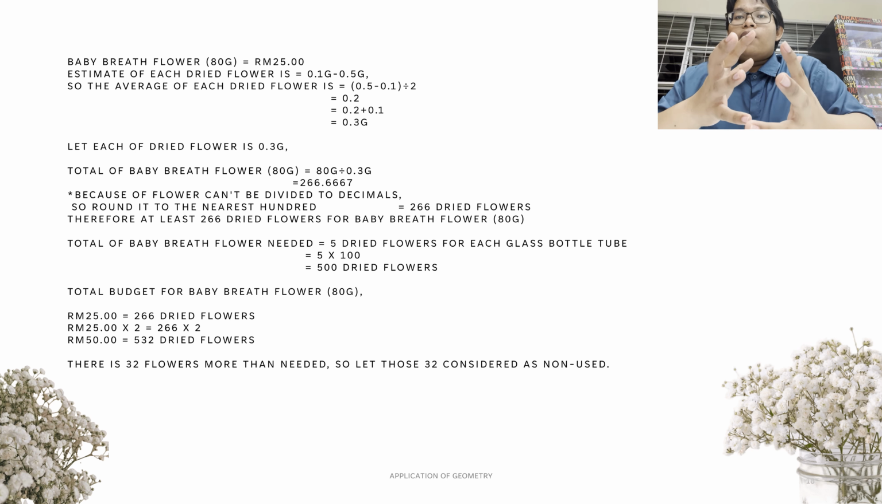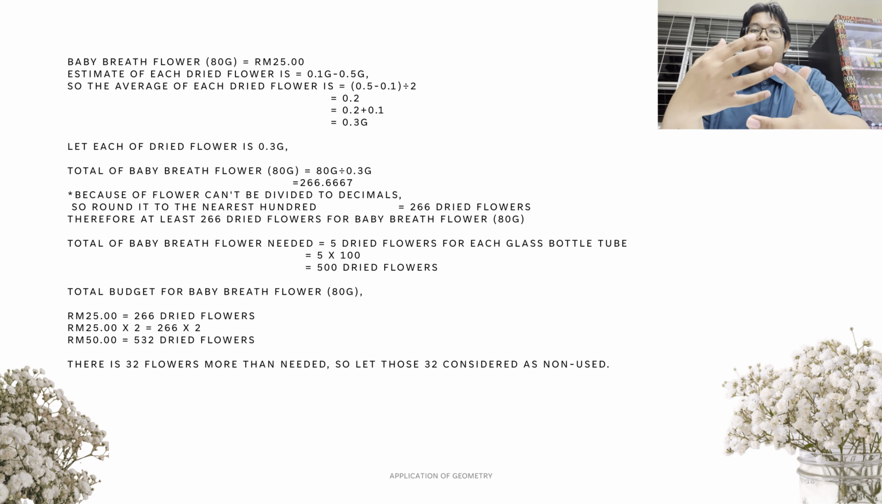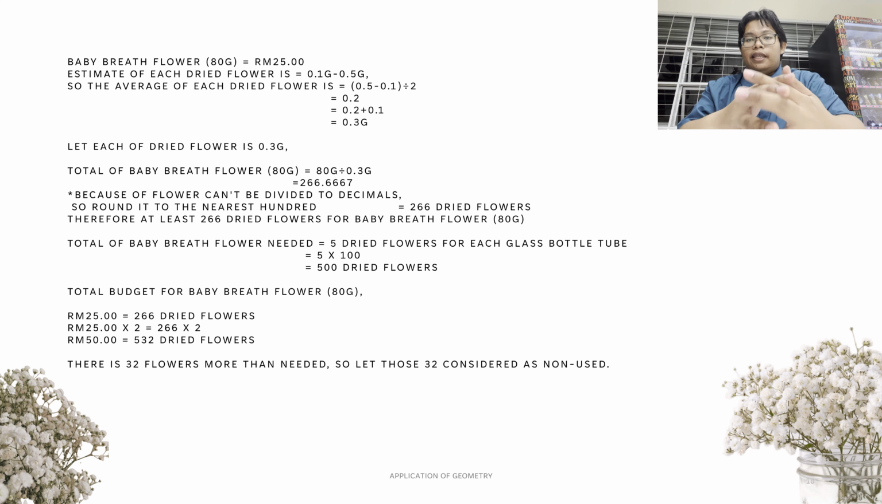Total of baby brave flour needed is 5 dried flours for each glass bottle tube. So 5 times 100, you will get 500 dried flours. Total budget for baby brave flour: RM25 for 266 dried flours. So RM25 times 2 equals 266 times 2. So RM50 equals 532 dried flours. There are 32 flours more than needed. So let those 32 be considered as non-used.